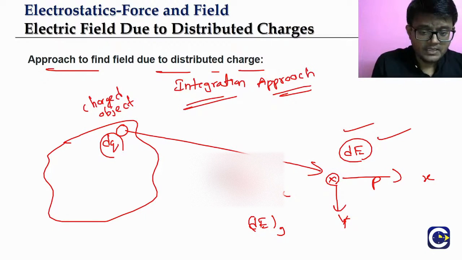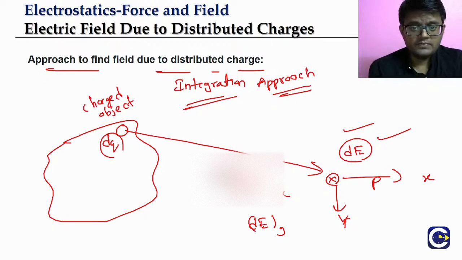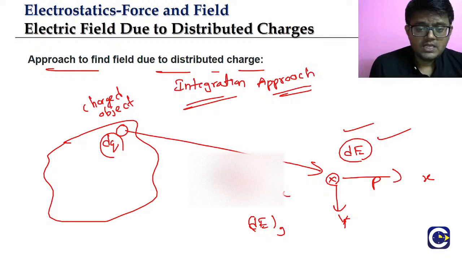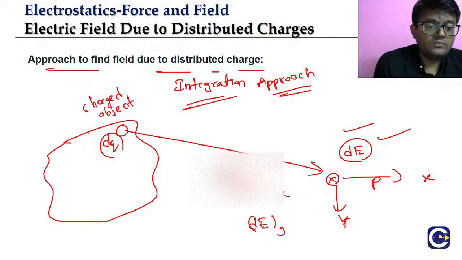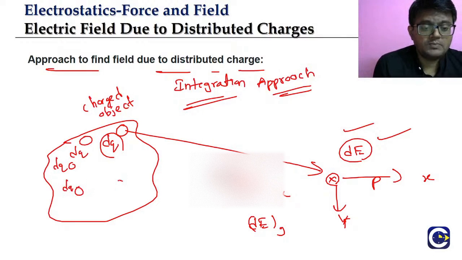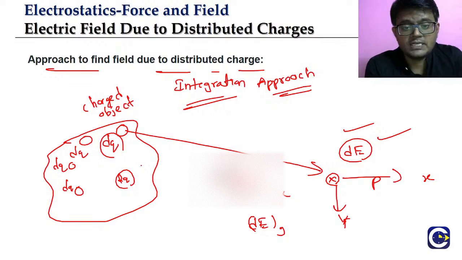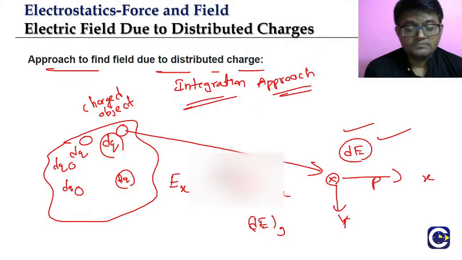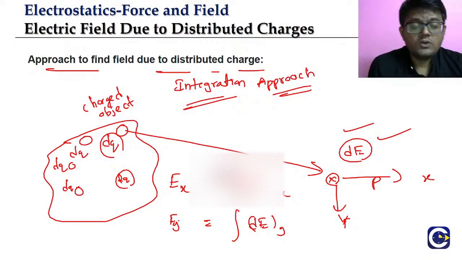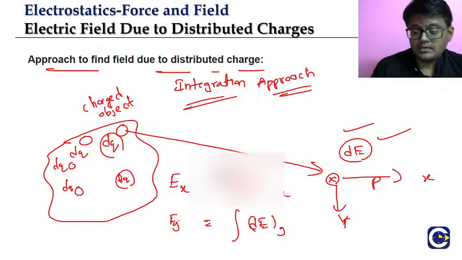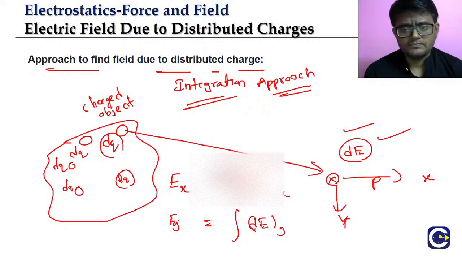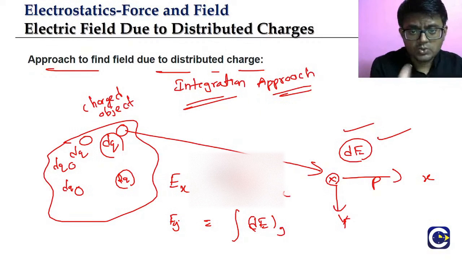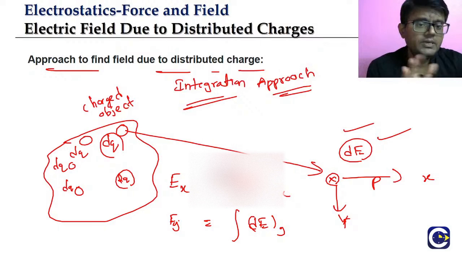Then we integrate the x component of that small charge so that we cover all the small charges on this object. Then we get the overall electric field x component. Similarly, integrating the y component gives the overall electric field y component. This is a little bit beyond our scope, and the regular approach to do the derivation and all these things will be beyond our scope.